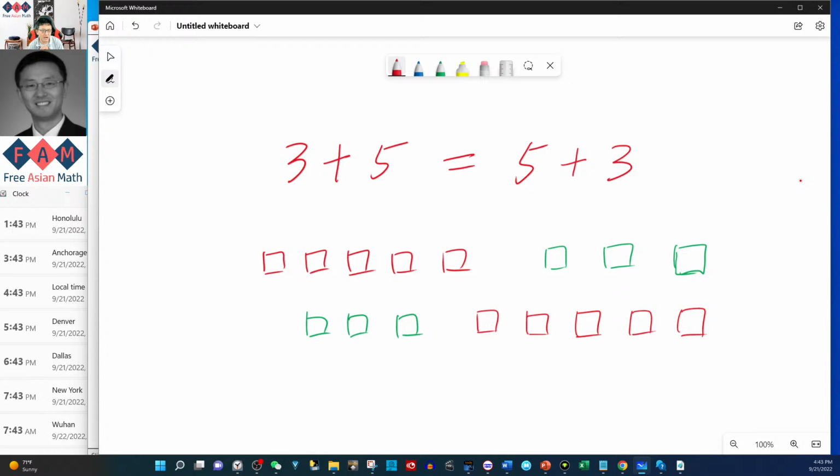Why does 3 plus 5 equal 5 plus 3? Again, if you base your reasoning on seemingly obvious but almost impossible to explain things, like if we swap the red boxes and the green boxes here, nothing should change, that's not a rigorous mathematical proof. So, what do we do?